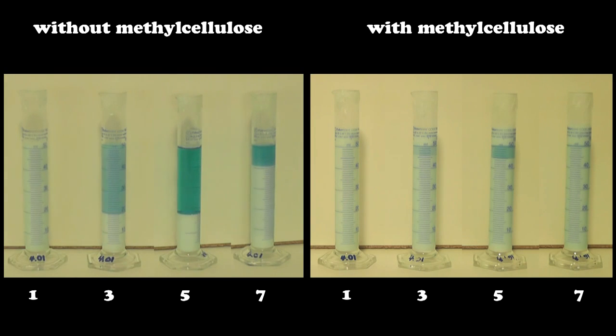The suspensions on the right contain the exact same concentrations of both bismuth subnitrate and potassium phosphate as their counterparts on the left. The difference is the addition of 1.5 grams of methyl cellulose to each of the suspensions on the right, increasing their viscosity.